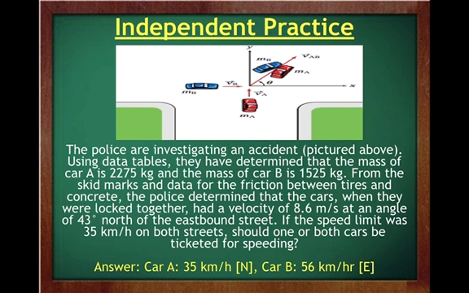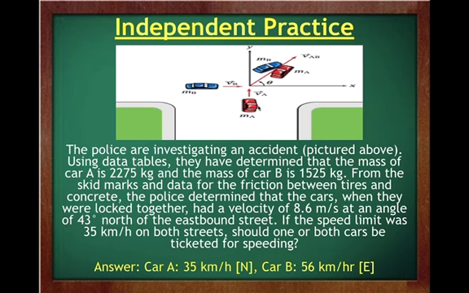From the skid marks and data for the friction between tires and concrete, so all of the other calculations that they've done, the police have determined that the cars, when they were locked together, had a velocity of 8.6 meters per second, at an angle of 43 degrees north of the eastbound street. So the theta that they see is east 43 degrees north. That's the direction they're headed. If the speed limit was 35 kilometers an hour on both streets, the north-south street and the east-west street, should one or both cars be ticketed for speeding?